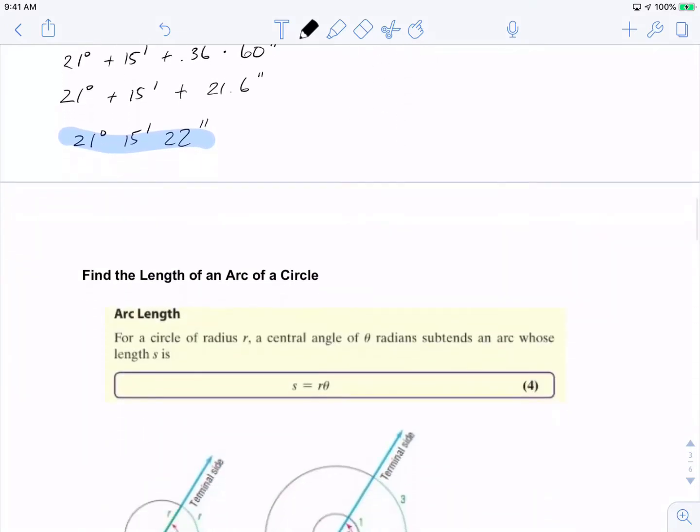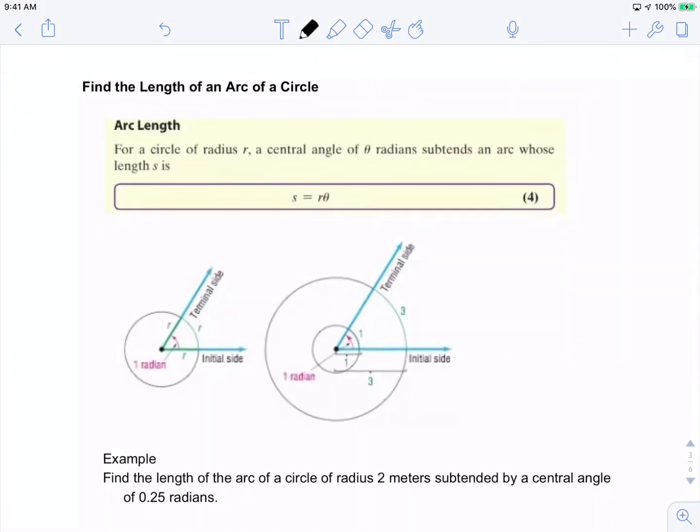To find arc length, we have a formula. And the formula says that for a circle of radius r, a central angle of theta radians subtends an arc whose length is s. Now, the important thing to understand is what a radian is. So a radian is the angle that's created when the radius is the same as the arc length.